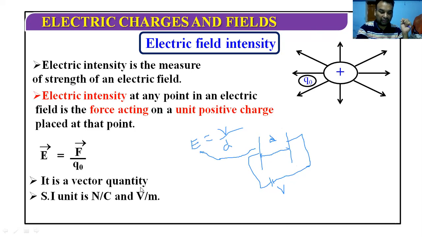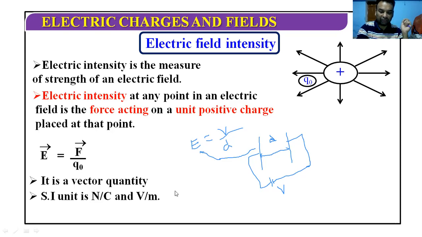So there is a new term, the electric field, which is also in the unit of volt per meter. So there are two units of electric field. One is from the definition of electric field intensity, which is force upon test charge. Force is in Newton and the charge is in Coulomb.